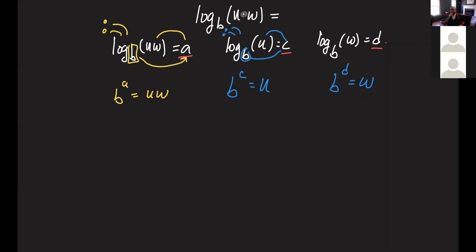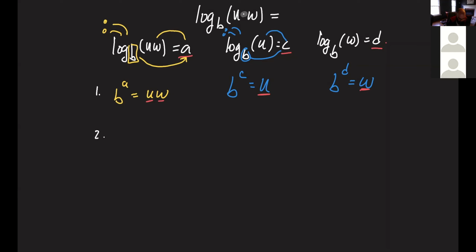We can substitute B to the C in for U in the first equation and B to the D in for W. That's right. So this U right here is the same as this U, so you substitute in B to the C, and this W is the same as this W, so you swap those in. That's exactly what I would do.